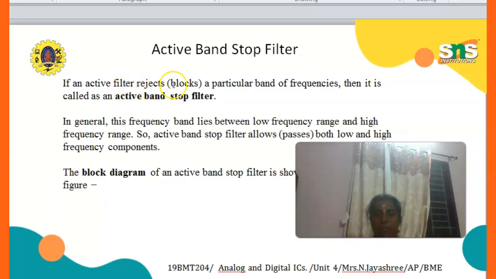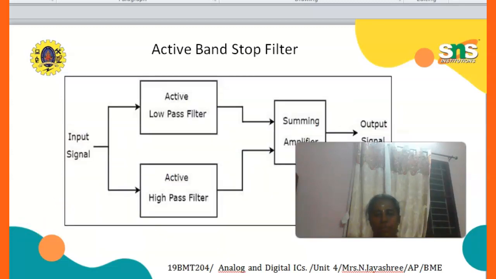If an active filter rejects or blocks a particular band of frequency, then it is called an active band stop filter. In general, this frequency band lies between the low frequency range and the high frequency range. So the block diagram of this band stop filter is here. In the band pass filter, the high pass filter and the low pass filter are connected in series, right?